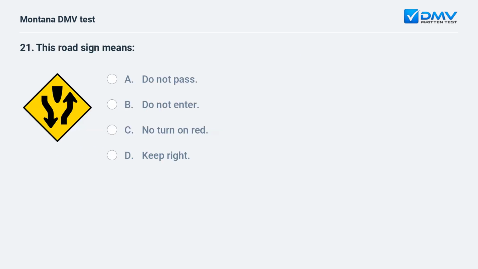This road sign means: A. Do not pass. B. Do not enter. C. No turn on red. D. Keep right.